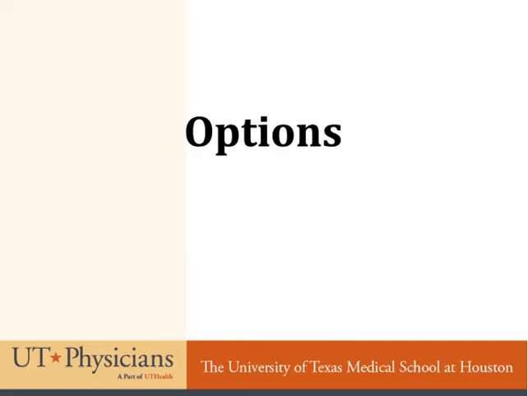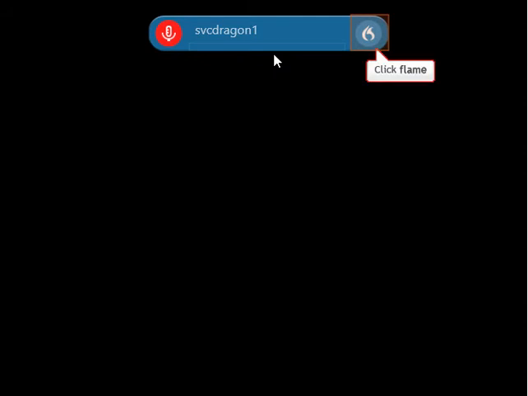Options is where you can set preferences for Dragon. Click the flame on the Dragon bar to access the menu, and then select Options.